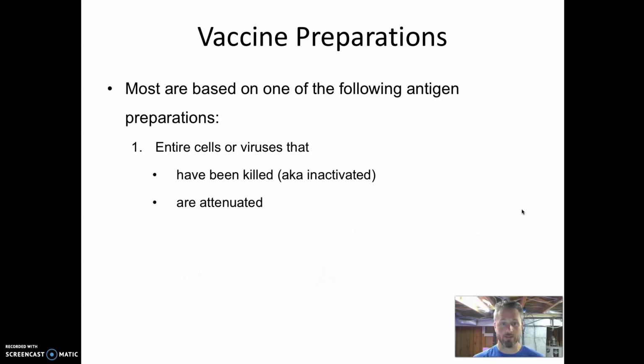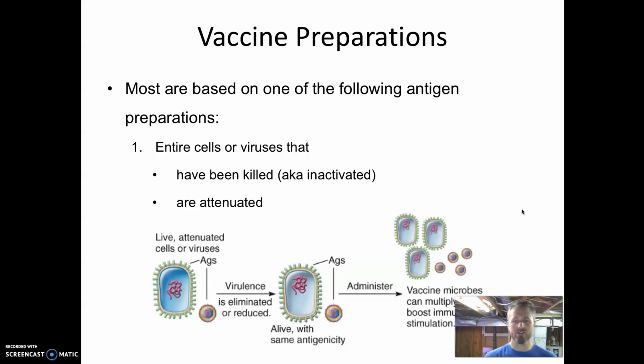So there's another way. So we could also do a process to these whole cells or viruses that we call attenuation, or we make them attenuated. So some vaccines contain entire cells that have been attenuated or entire viruses that have been attenuated. And attenuation just means weakened. So it's a weaker cell or a weaker virus that can no longer cause disease. So here's a diagram that demonstrates an attenuated approach to making a vaccine.